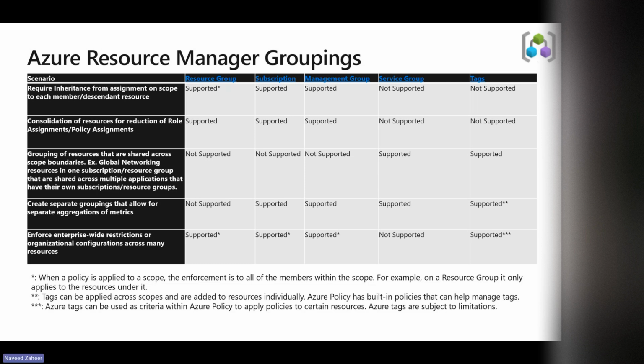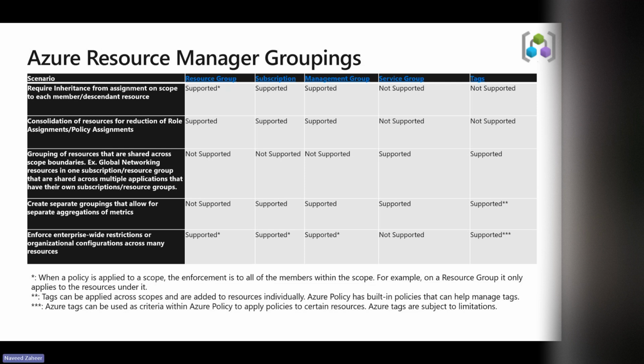Tags are a more flexible way. They don't support consolidation of resources and things like that, but you can, through policy, enforce restrictions. So if you have a policy saying, if these tags are on certain resources, do something, you can definitely do it. But that's the niche area that service group covers, which is resources that are spread across different subscriptions. That's where you can combine them and create a grouping to serve your particular need.